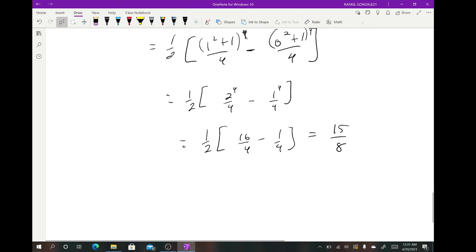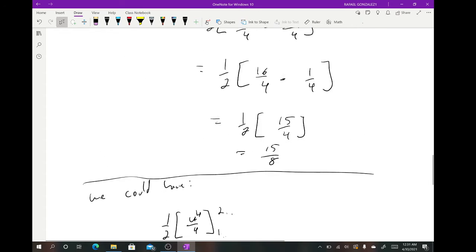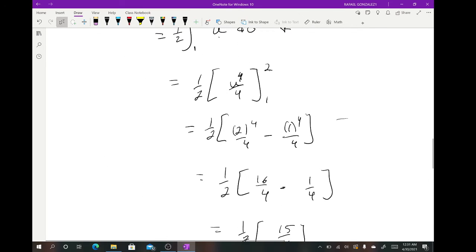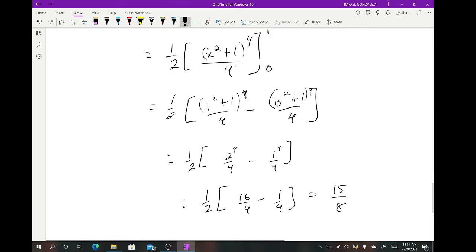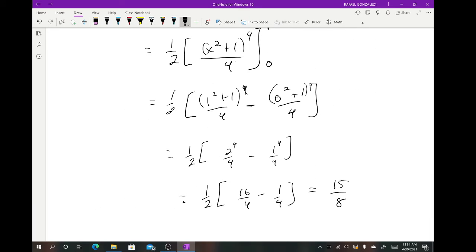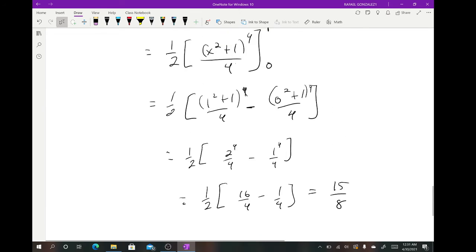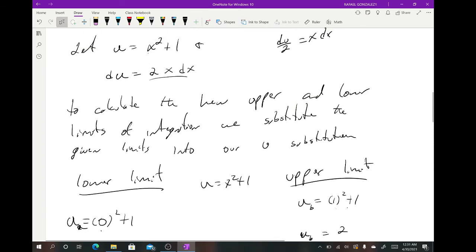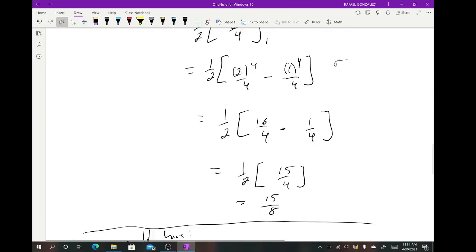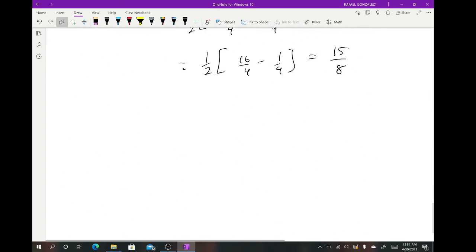So the answers are exactly the same, but notice that if you simply substitute for u here, the work is much simpler because we don't have to square again and add and then take it to the power 4. So this becomes much easier, much simpler. All right, let's do another one. So that was example number 1. Let's do another one.